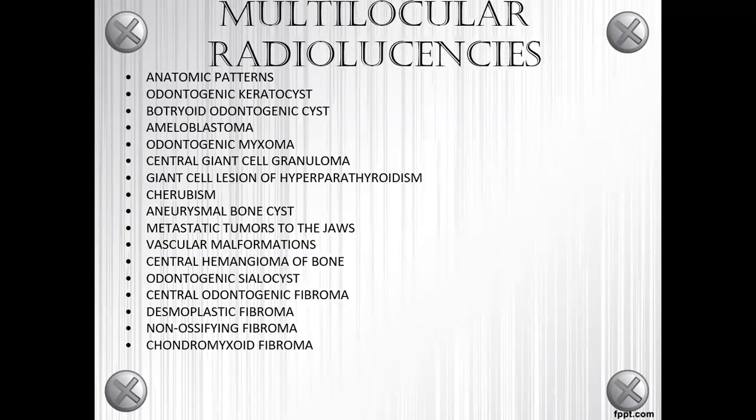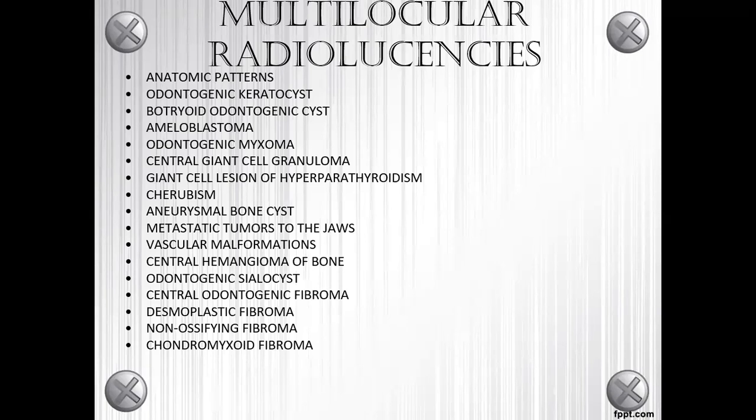Now here in this slide, you can see the different lesions which come under the category of multilocular radiolucencies. But the very important ones are the eight: OKC, ameloblastoma, odontogenic myxoma, central giant cell granuloma, giant cell lesion of hyperparathyroidism, cherubism, aneurysmal bone cyst, and central hemangioma of the bone. These are the main 8 things which will be expected in an answer when the question is multilocular radiolucencies affecting the jaw.